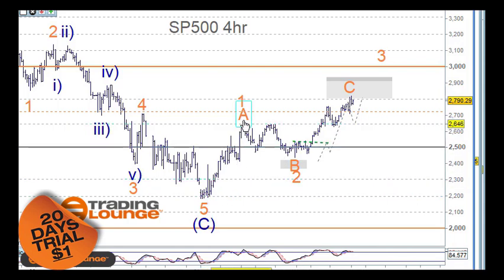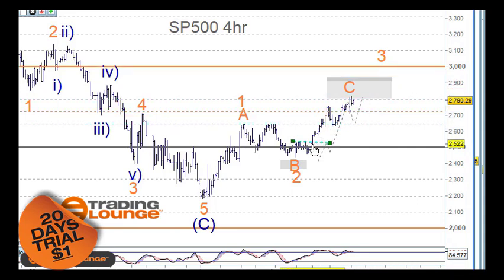So the length of wave 1 or wave A here, in terms of equality for a wave A and wave C here, will take us up into this higher end of this box here, closer to the 61.8%. Now, when markets are heading up close to a large number, they'll tend to try and use the large number as a psychological sort of target finish line, so to speak.